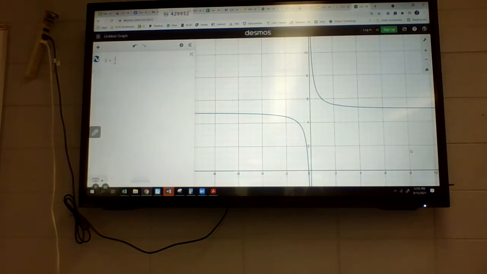Don't let the graph throw you off too much. Again, we're looking at the ends. So we're looking at the left side and the right side and what they'd be approaching. What are those headed towards?